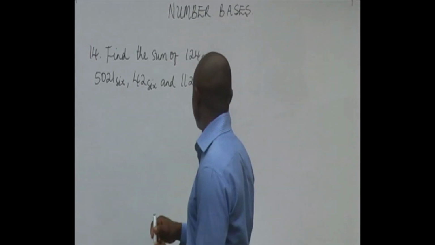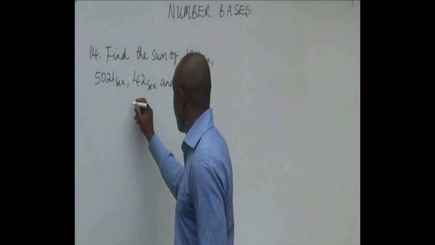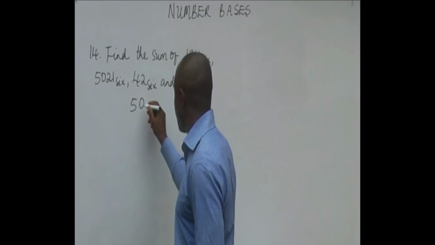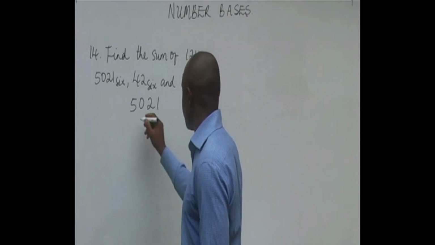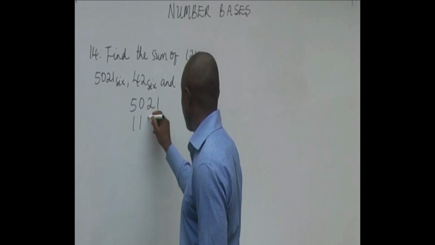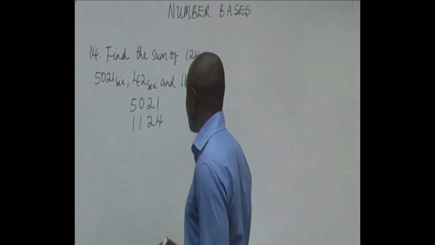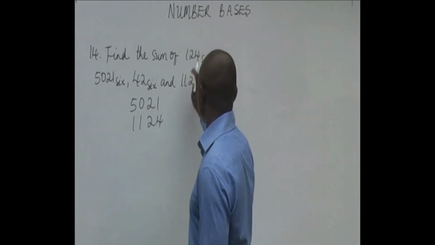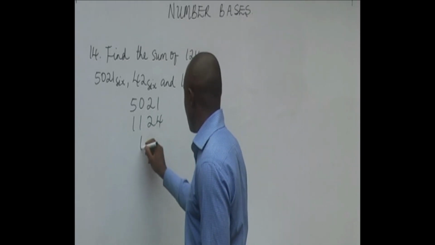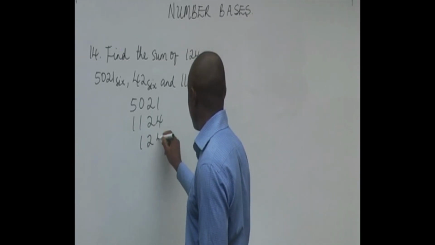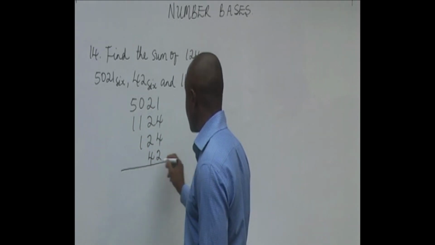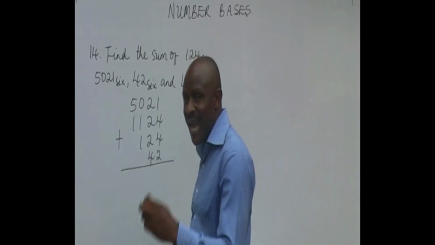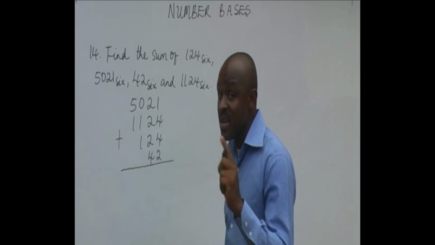This is 4 digits, so bring it. I have 5021 base 6. This is another 4 digits, 1124. Arranging them as if they are in base 10. This one is 3 digits. Bring it in. 124. Then the last one, 2 digits, 42. Begin to add. But bear in mind that they are in base 6, not in base 10.